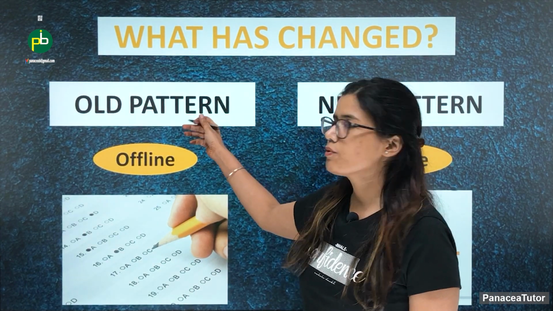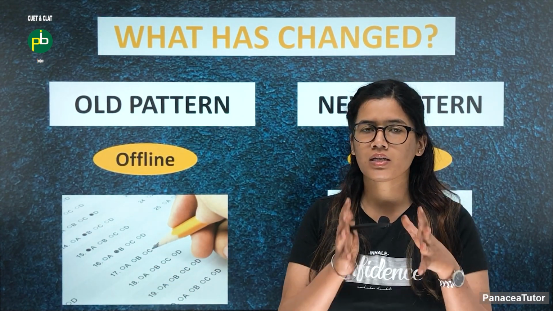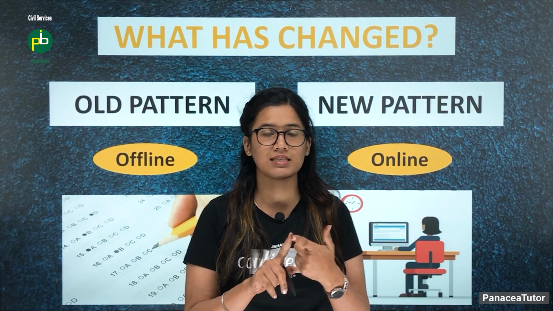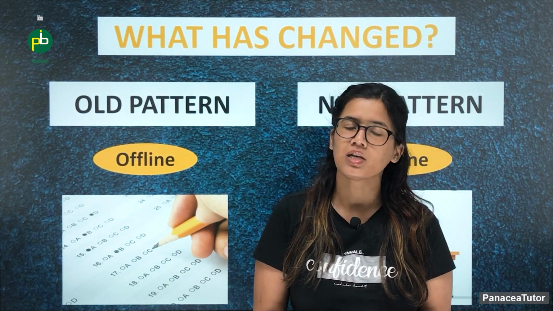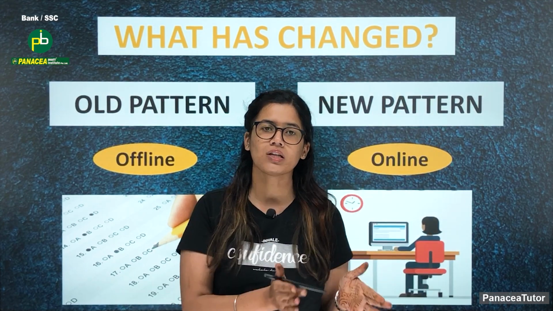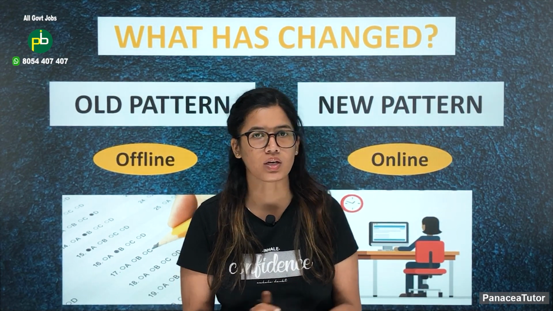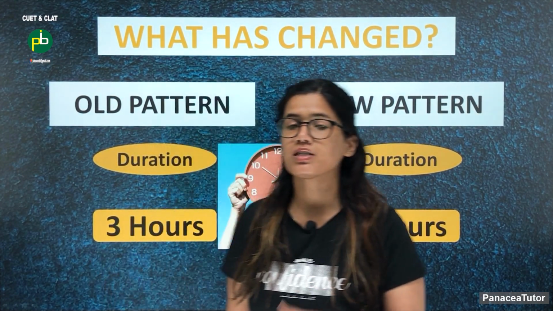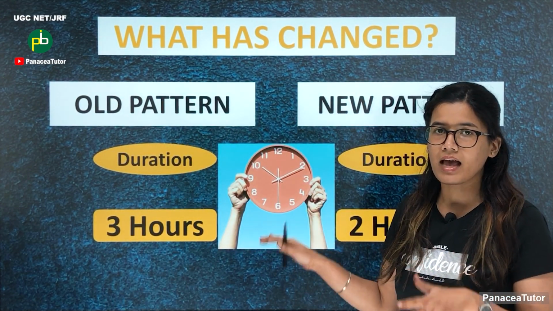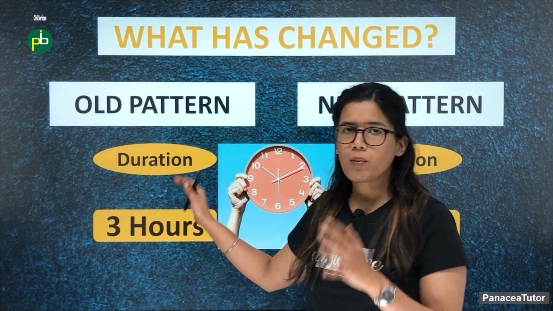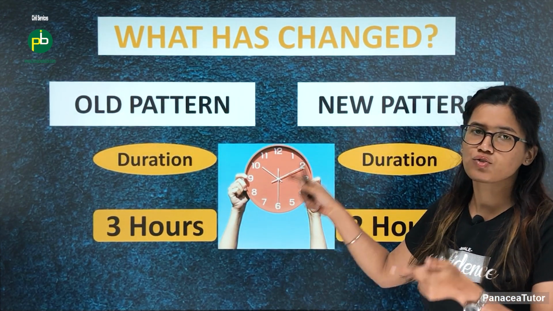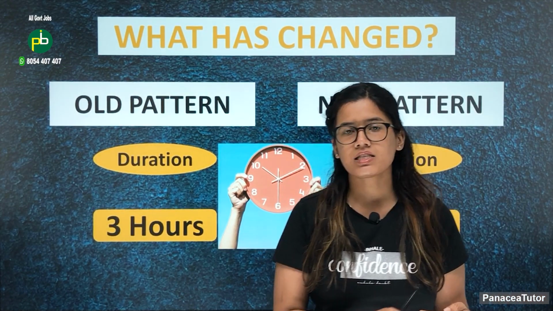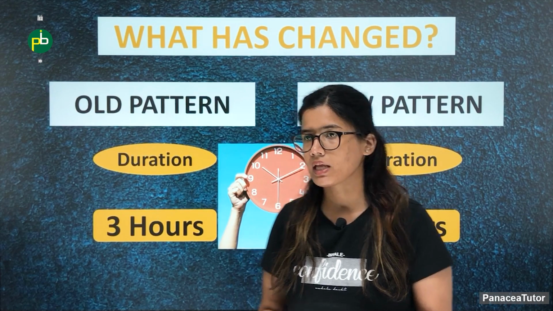First of all, in the old pattern the SAT exam was offline, but now it is going to be online. This is the first and the biggest change, that it is switching from offline mode to online. Let's see what we have next. If we talk about the time duration for the SAT exam, earlier it was about 3 hours and now it is going to decrease to 2 hours. The duration is going to decrease as it is going digital from the coming year.